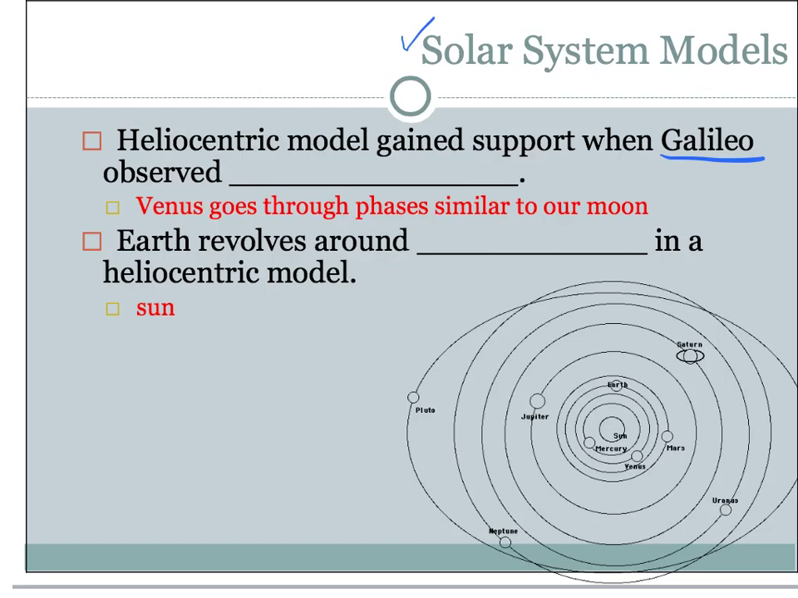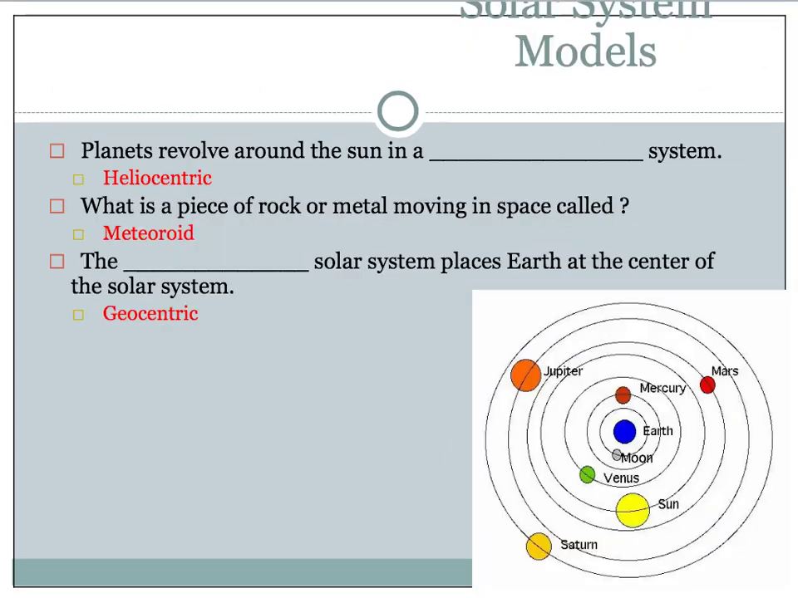So, second question here. Earth revolves around, if you look here in the center of this model, you can see that is the sun. As we take a look at our two models, we've got heliocentric and geocentric. Heliocentric is when the sun is in the center of our solar system. Okay, next one, still on solar system models. Planets revolve around the sun in a, same thing as on the previous slide, that picture, that's going to be the heliocentric.